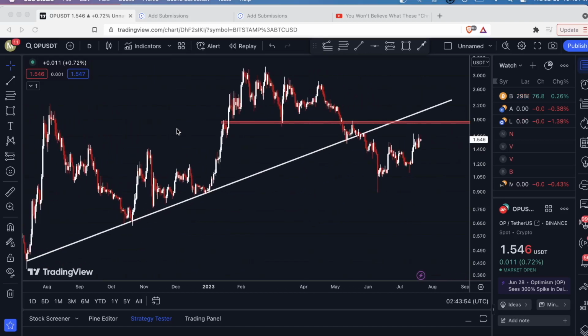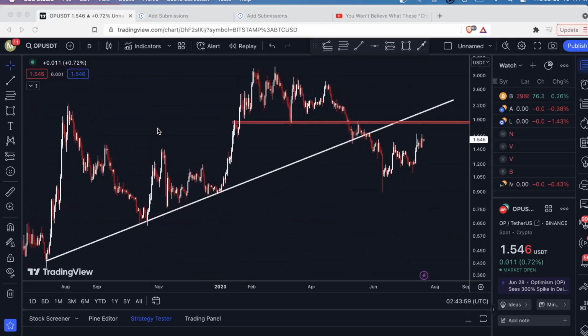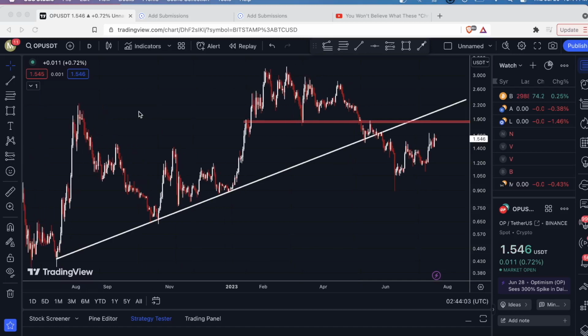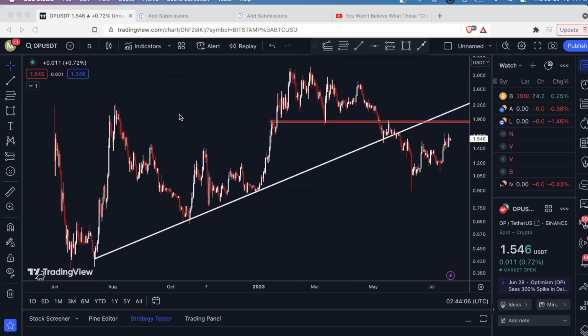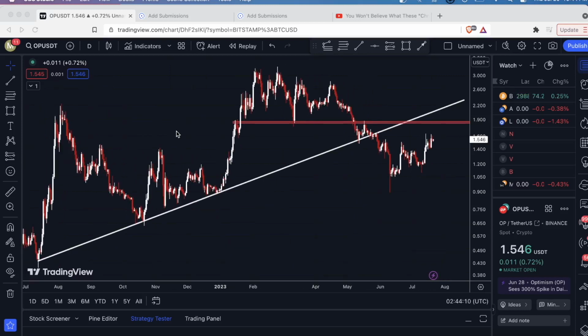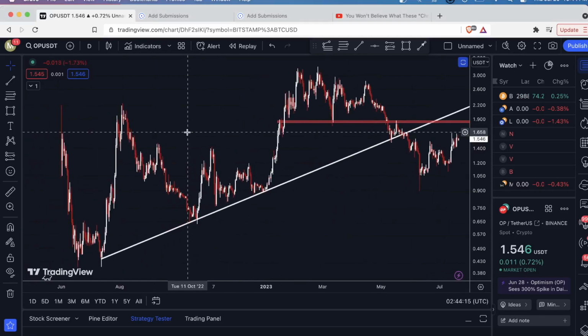Okay, so for the Optimism chart, here we are in the daily, and the first thing you should do when you're looking at any coin, start from either the monthly, the weekly, or the daily. Right here, I'm on the daily, and just mark out the most significant levels. You don't have to mark a lot of them. Just mark the most obvious levels that are very consistently providing support and resistance. So here I have 2 levels marked on the Optimism chart.